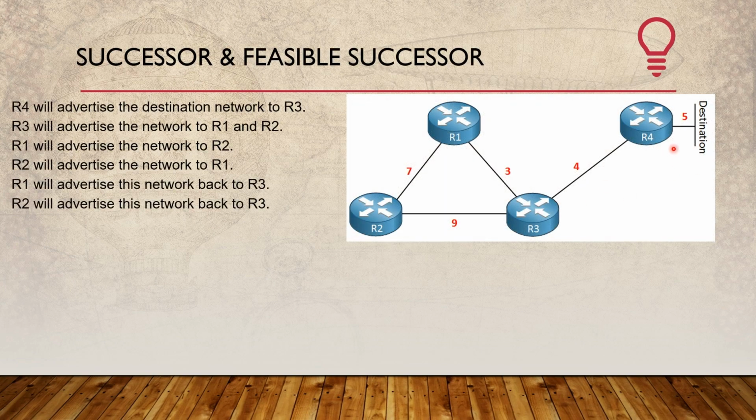Now R4 will advertise the distance to the destination network to R3. R3 will advertise the destination network to R1 and R2. R1 will advertise the network to R2. R2 will advertise the network to R1. R1 will advertise the network back to R3. R2 will advertise the network back to R3. It is like all will interchange their routes.